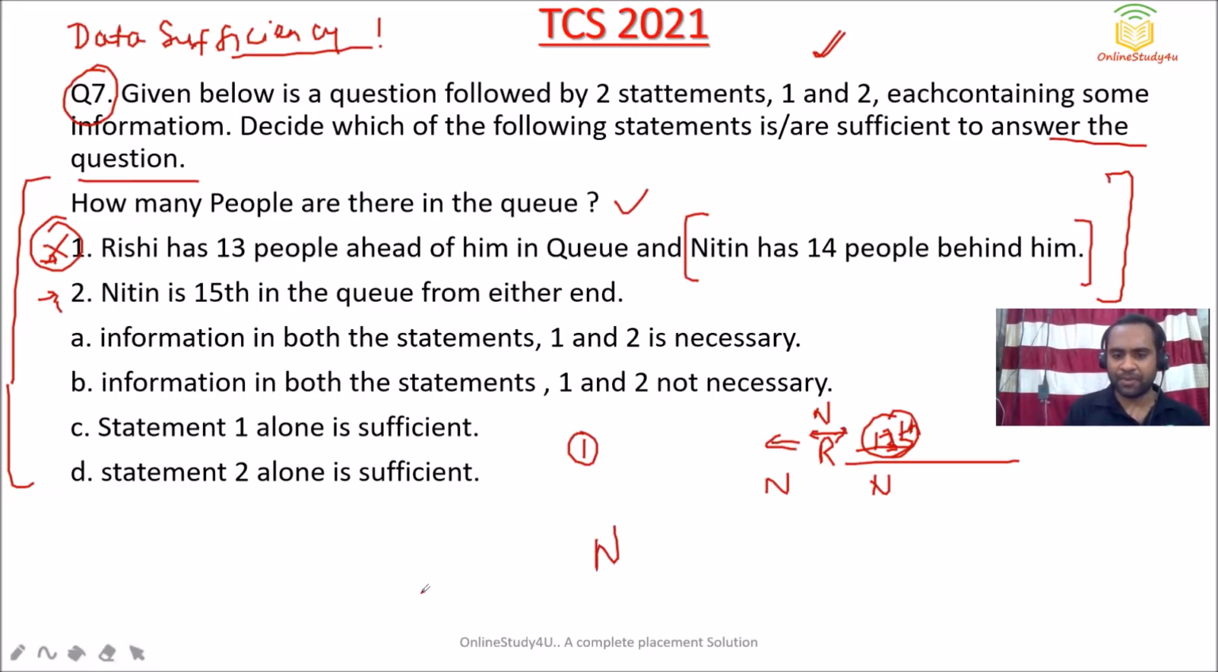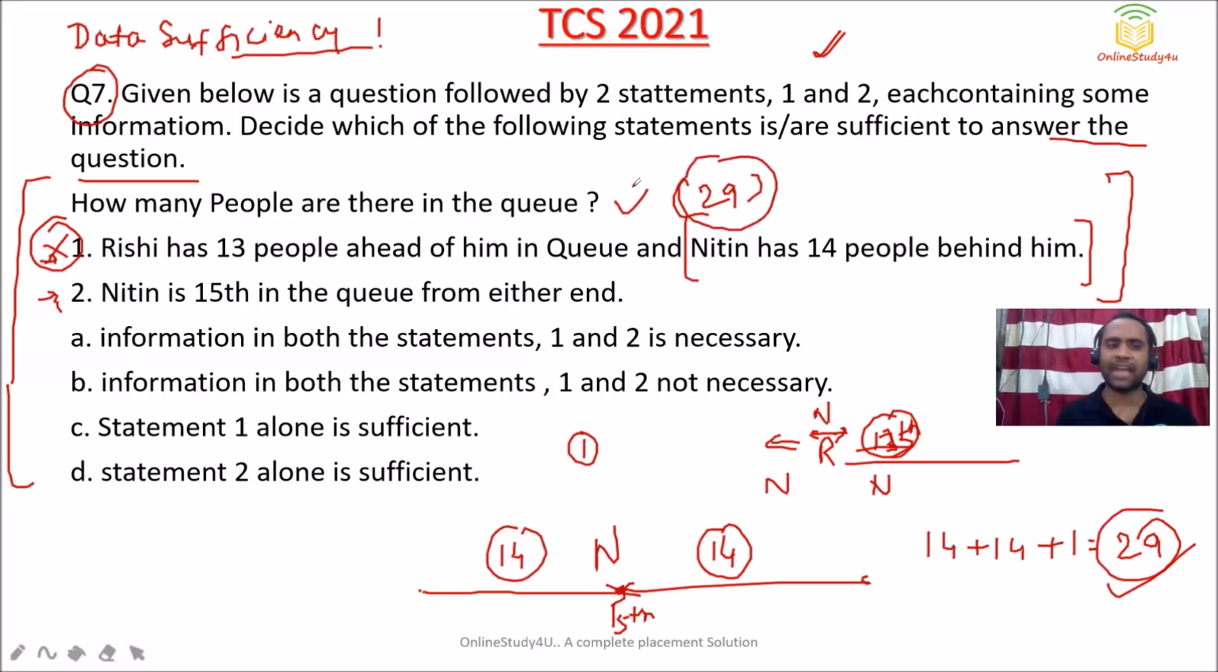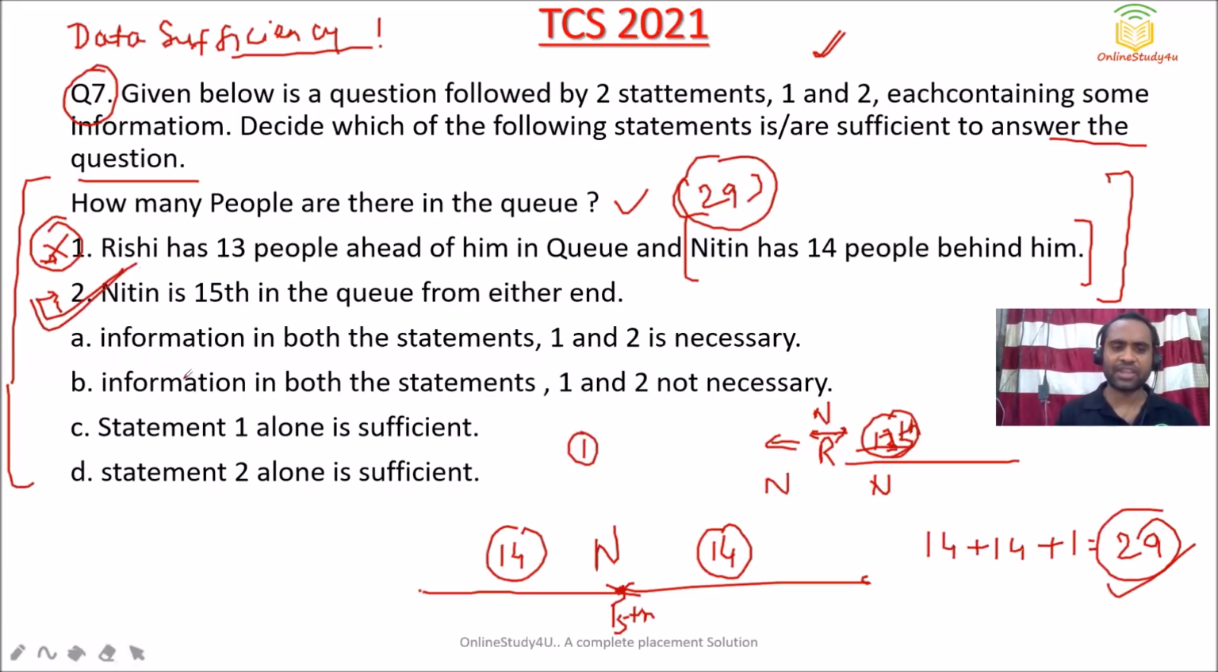Then second one: Nitin is 15th in the queue from either end. So there will be 2 ends. From this end also Nitin is 15th, and from this end also Nitin is 15th. So it is very clear, behind Nitin we have 14 students, and before Nitin also we have 14 students. So 14 plus 14 and 1 for Nitin himself. So there are a total of 29 students in the row. So how many people are there in the queue? You don't have to tell the exact number, but we have also calculated 29. And for this question, the answer will be statement 2 alone is sufficient.